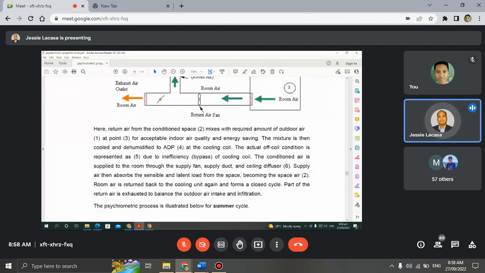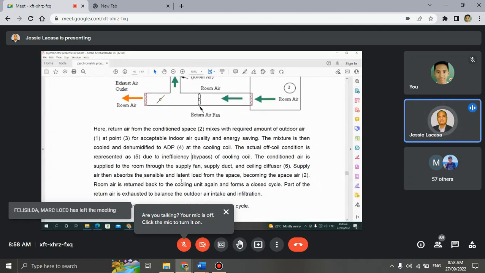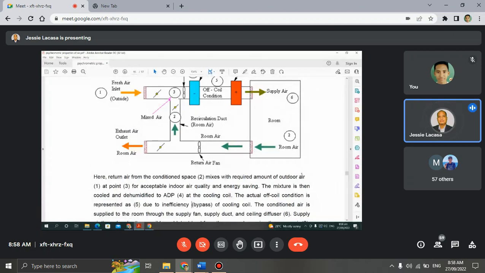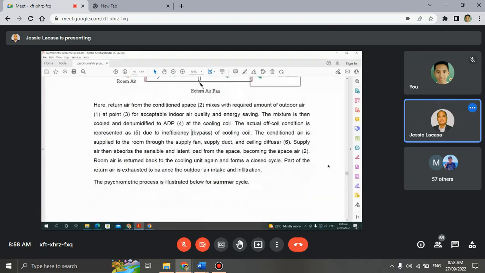So the conditioned air is supplied to the room through the supply fan, supply duct, and the ceiling diffuser. So supply air then absorbs the sensible and latent heat from the space. So yung i-absorb ng mga heat dire, sensible and latent, becoming the space air. So room air is returned back to the cooling unit again and forms a closed cycle.